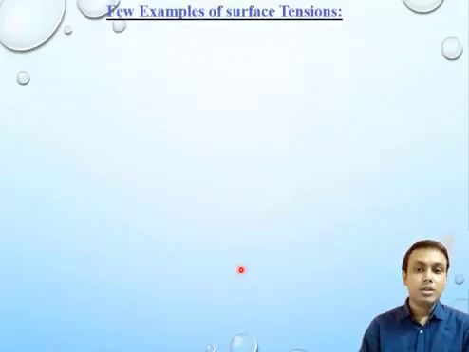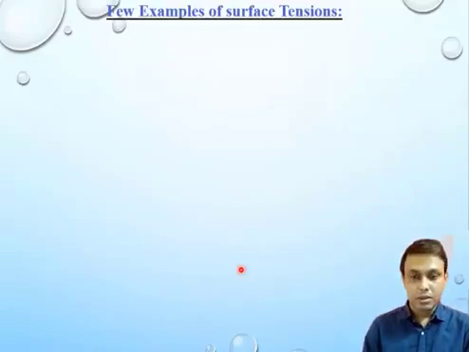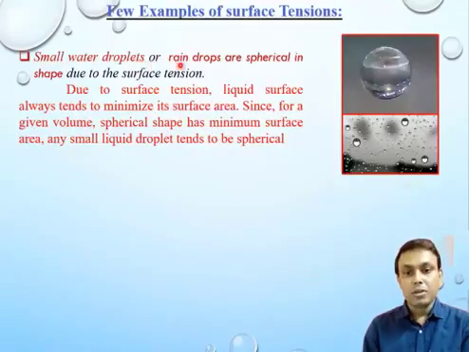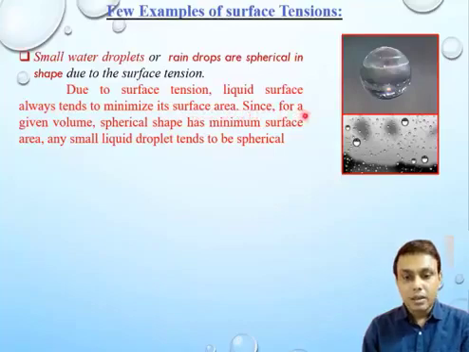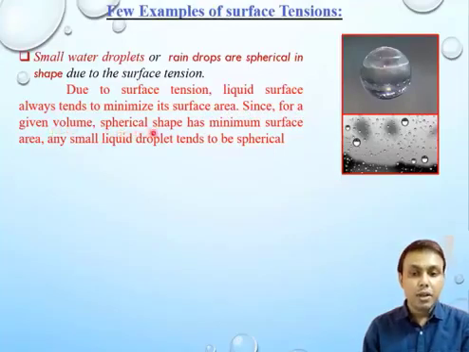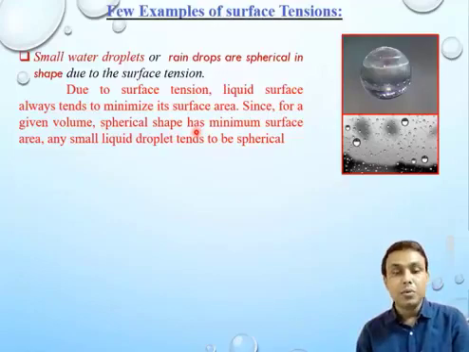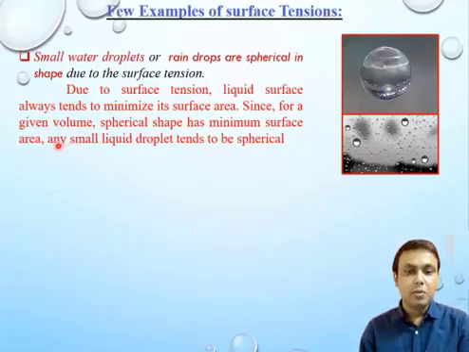Now a few examples based on surface tension. The small water droplets or raindrops are spherical in shape due to surface tension. Due to surface tension, liquid surface always tends to minimize its surface area. Since for a given volume, spherical shape has minimum surface area, any small liquid droplet tends to be spherical.